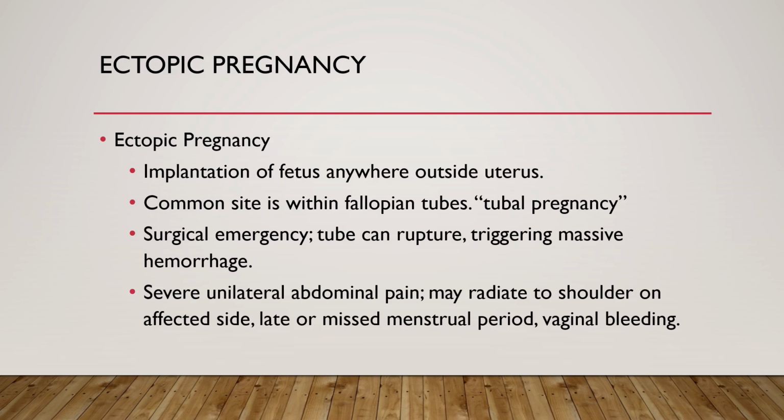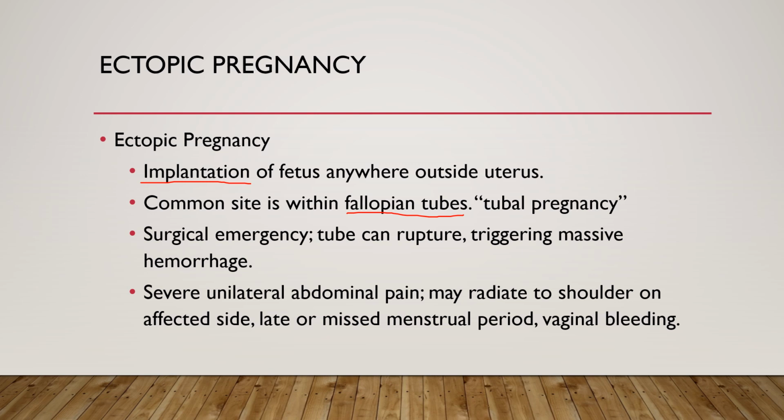Now, here is the big bad one, ectopic pregnancy. Make no doubt about it, ectopic pregnancy can kill. These people can bleed out on you. So we have to understand any woman of childbearing age who has abdominal pain, we have to worry about ectopic pregnancy. What is it? It's when the fertilized egg implants anywhere other than the uterus. If it plants inside the fallopian tubes, we used to call that a tubal pregnancy.